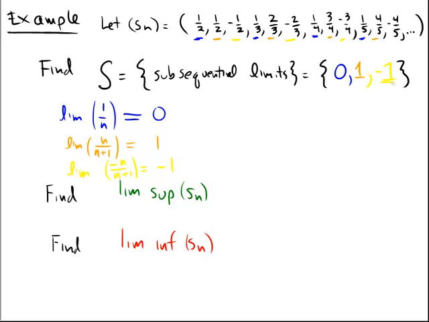Okay, so remember the lim sup is the supremum of this set of subsequential limits. Well, that's a finite set, so the lim sup is actually just the maximum of these. What's the maximum? Well, that's 1. Similarly, lim inf is the infimum of the set of subsequential limits. So that's just going to be the smallest of these values, which is negative 1. So yay, that's how you can work with a problem, find its subsequential limits, and then create the limit superior and the limit inferior.